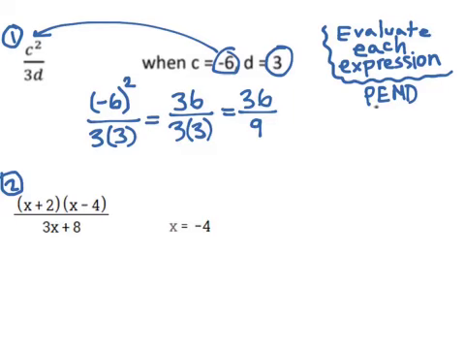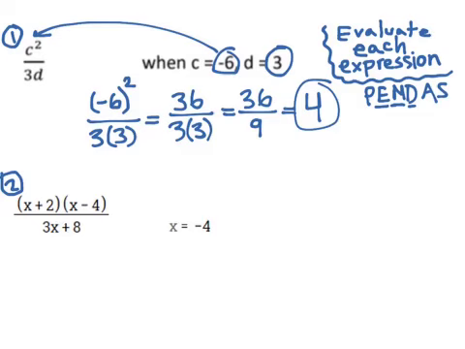So we took care of exponents, took care of multiplication. Now we just need to divide in order to solve. We don't have to add or subtract. And 36 divided by 9 is 4. And that's our answer for that one. Alright, on to the next one.